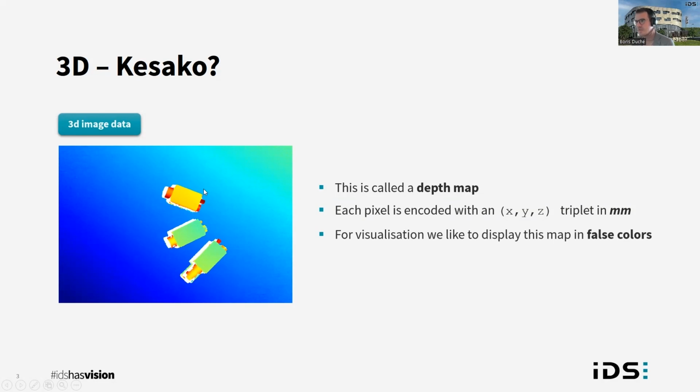In these examples that you can see on my screen, when the pixel is dark blue, it means that the pixel is far away from the camera. When the pixel is green, it means the pixel is close to the camera. This is only for visualization purpose. When you make your own algorithm, you will of course not work with the fake color image. You will work with the real depth map where each pixel is encoded with the X, Y, and Z value. The depth map is a 2D representation of 3D data.